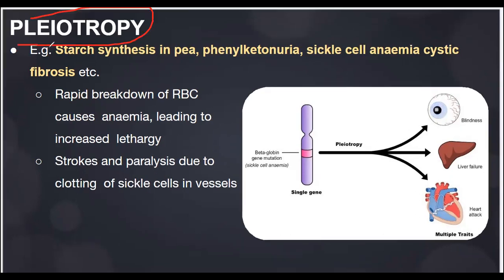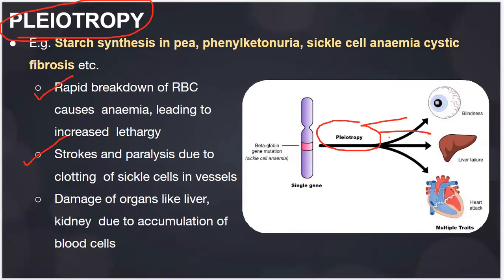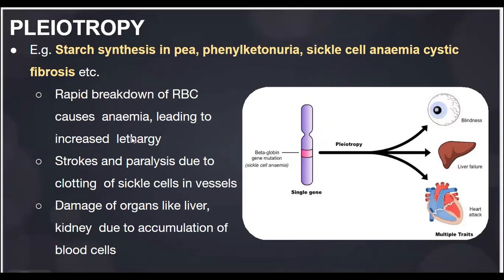So what we know now is that this pleiotropy is having multiple effects, multiple characteristics. One effect is this, resulting in anemia. Another effect is that paralysis or stroke can happen because of the irregular shape of the RBCs. Organs like liver, kidney, heart can be damaged due to clotting of the blood, accumulation of blood cells. This is another effect of the gene which can take place. So these are some of the effects that have been put over here just to get yourself introduced.